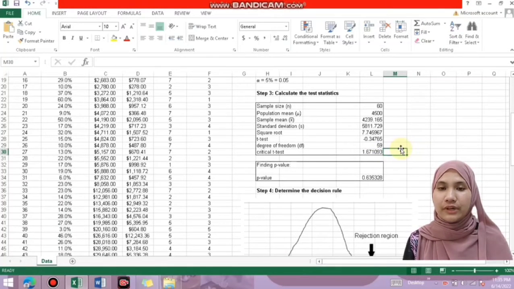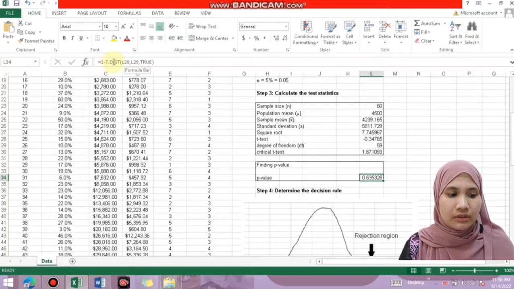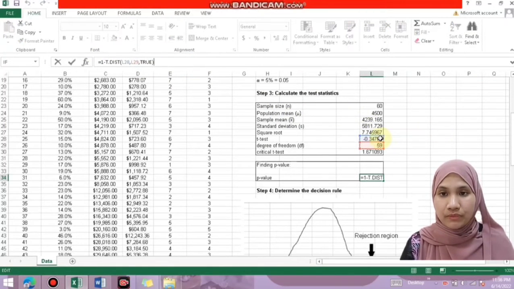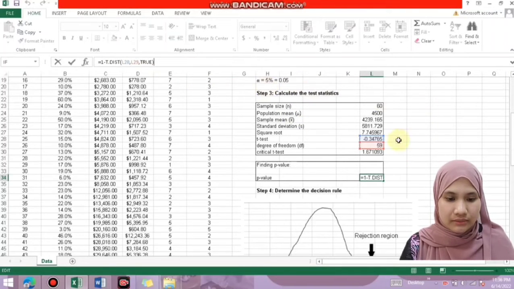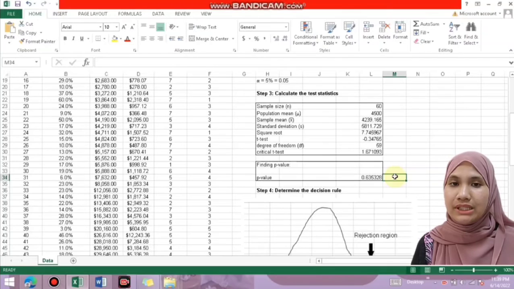Okay, now we need to find the p-value so that in step 4 we can compare it with this alpha or significance level. For the p-value we have to use 1 minus the T.DIST function, open bracket, and we take the t-test value, comma, degrees of freedom, comma, and for cumulative we put TRUE. After we enter, we will get 0.64.